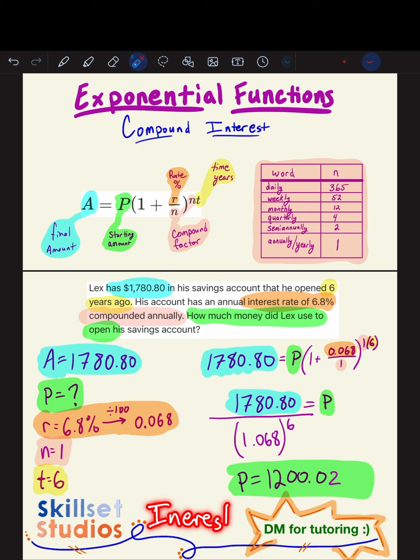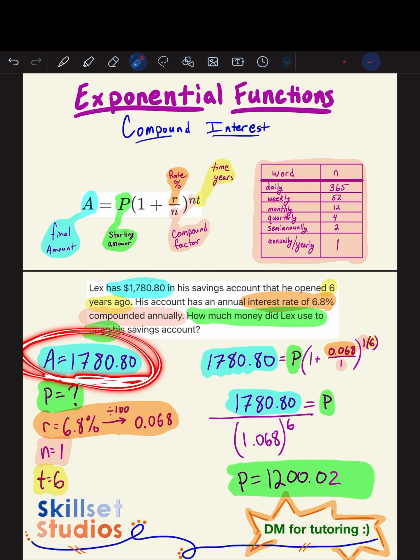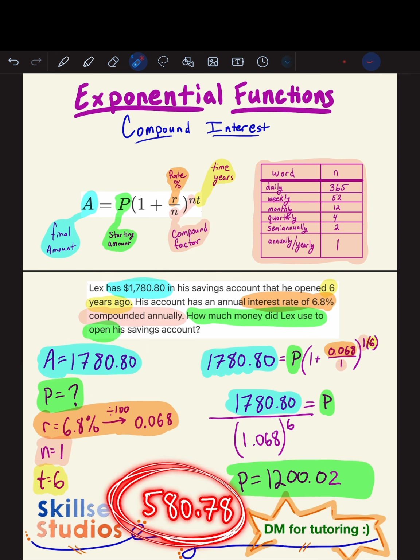So if the question was asking how much did they gain in interest, you would just subtract the final amount after interest and the original amount that they put in the bank account. And the difference between the two would be the amount of interest they gained.